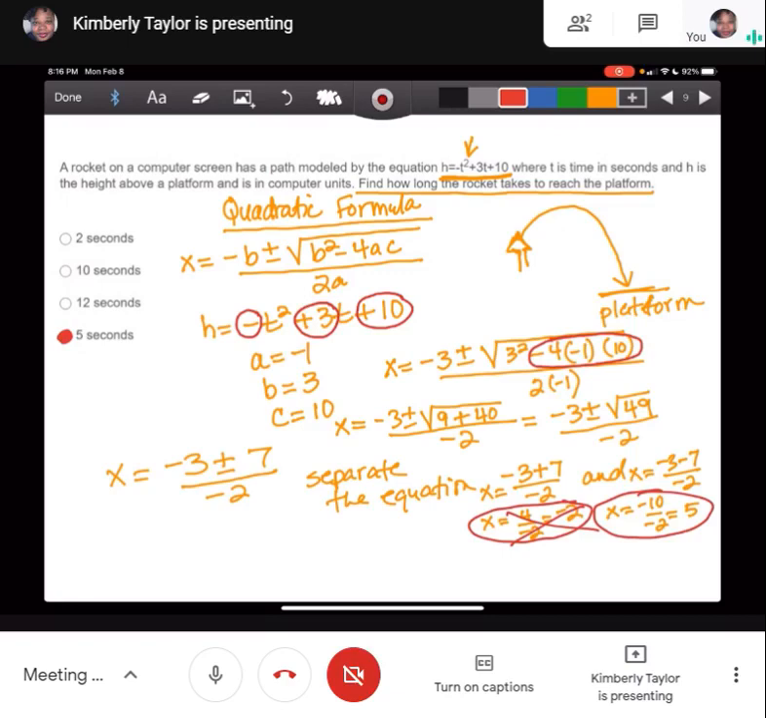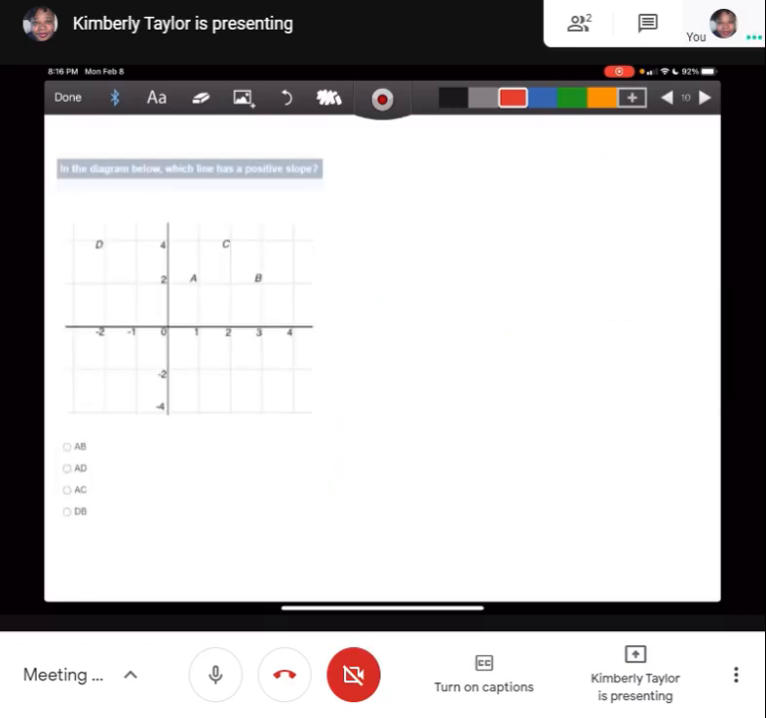All right, let's keep going. It says in the diagram below, which line has a positive slope? So let's look at line AB. Let's do different colors. So this is line AB. And no, I can't say it has a positive slope. This one has a 0 slope. So that's not what we want.